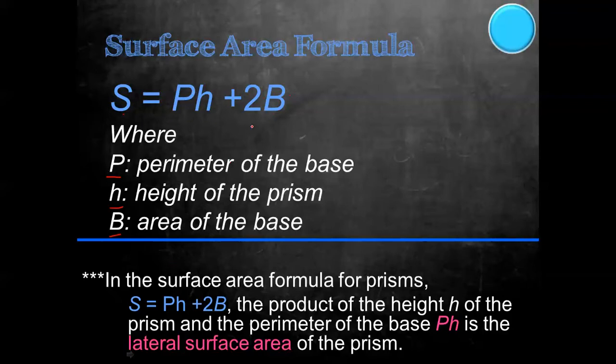In this surface area formula for prisms, S equals Ph plus 2B, the product of the height, h, of the prism and the perimeter of the base, P. So Ph, this first part, is the lateral surface area of the prism. So if one of the questions asks you to find the lateral surface area, then all you're going to do is find S equals Ph. You're not going to find the 2 times the area of the base.